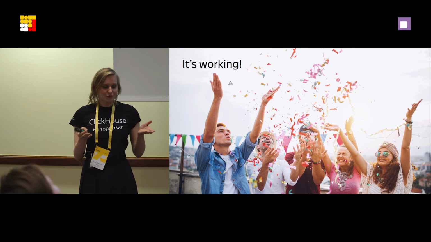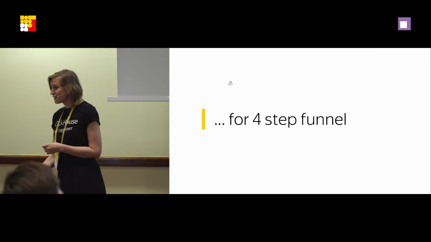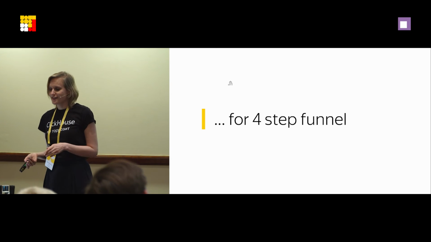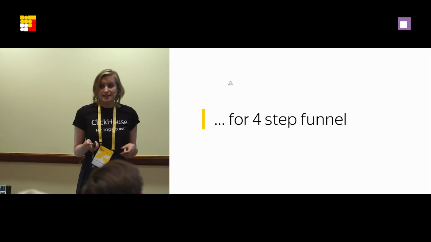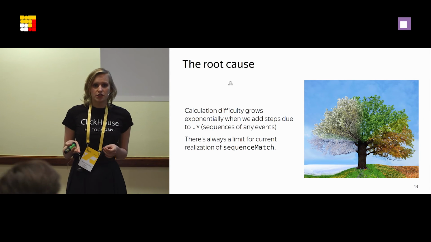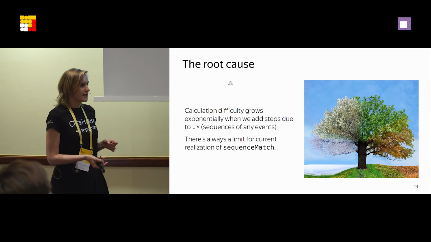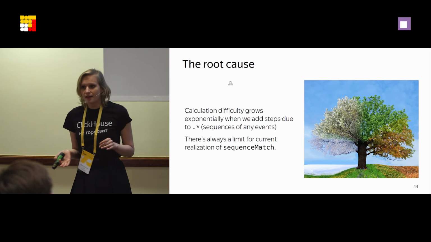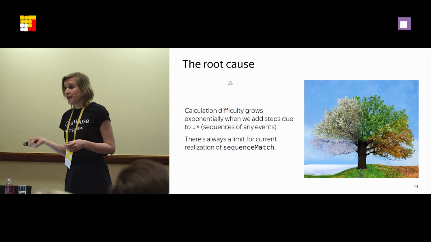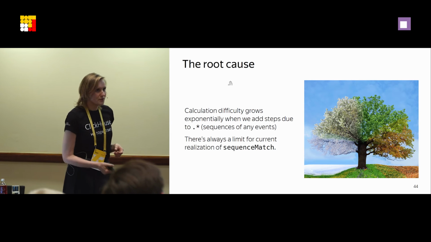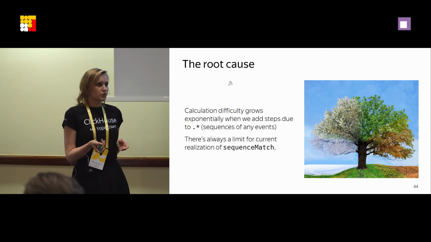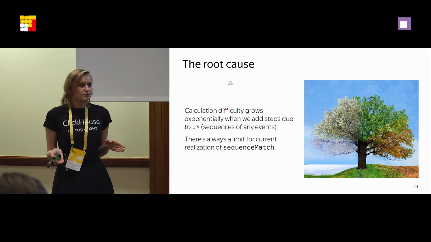And it's working, but unfortunately it's working only for a 4-step funnel. If we continue to add steps, we will again have the same exception. The root cause is that calculation difficulty grows exponentially when we add steps, because of this point with a star, that is, a sequence of any events. And because one of the product requirements was to have up to 10-step funnels, this approach doesn't work for us, because we hit the limit too quickly.